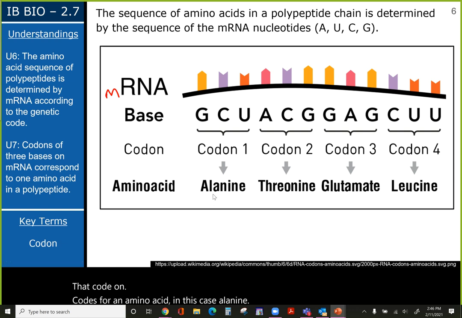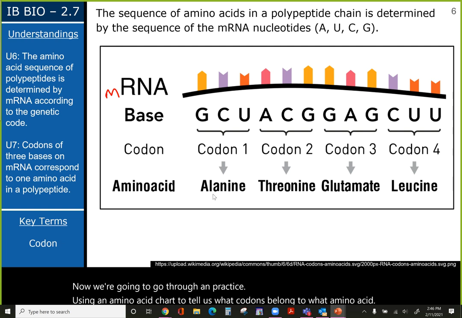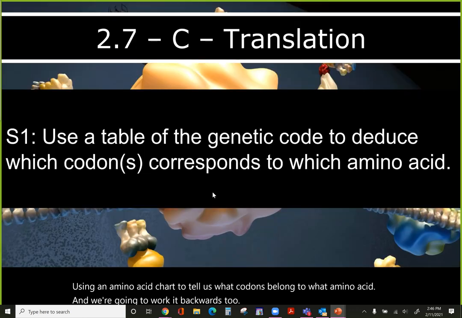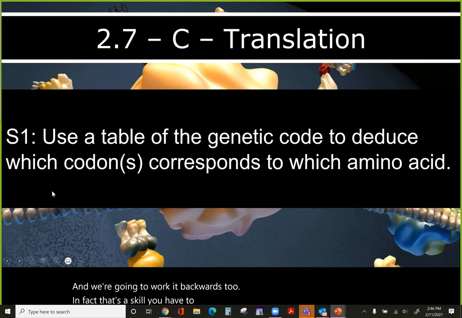Now we're going to go through and practice using an amino acid chart to tell us what codons belong to what amino acid. And we're going to work it backwards too. In fact, that's a skill you have to know. Use a table of genetic code to deduce which codons correspond to which amino acids.